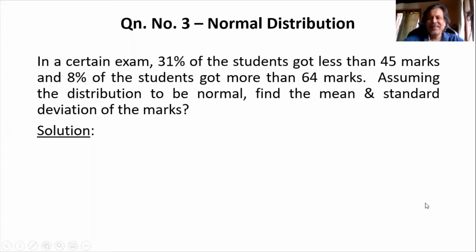Hello everyone. This is in continuation with the problems we are doing in normal distribution. So now it is question number 3. In a certain exam, 31% of the students got less than 45 marks and 8% of the students got more than 65 marks. Assuming that the distribution is normal, find the mean and standard deviation of the marks.